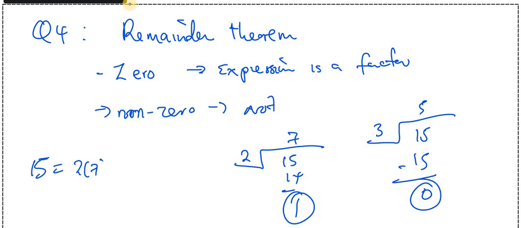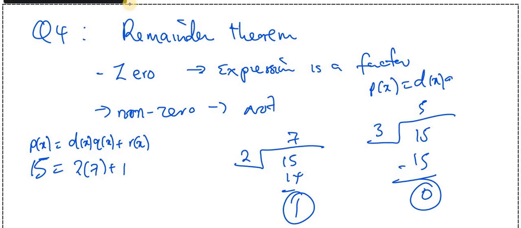2 times 7, then plus 1. This is: the polynomial is equal to the divisor times the quotient, then plus the remainder. But if the remainder is 0, you're just going to have the polynomial equal to the divisor and the quotient, because the r of x there is 0. So that's what we mean by the remainder theorem.